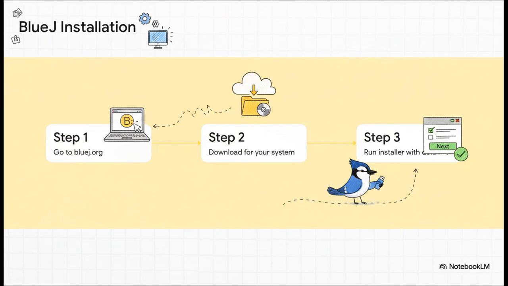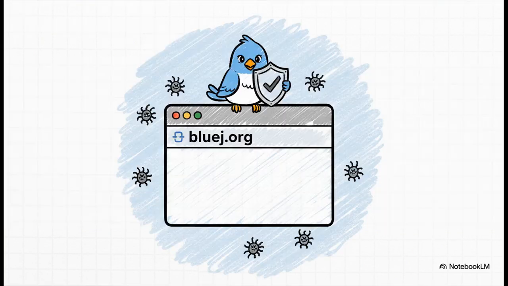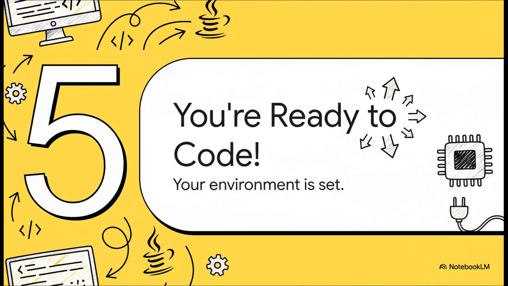And installing it is just as easy as the JDK was. You just head over to the official website, find the installer for your system, whether that's Windows, Mac, whatever, and run it. Honestly, just sticking with the default options is totally fine. And you guessed it, same rule applies here as with the JDK. Make sure you're downloading BlueJ directly from its official home, bluej.org. It's the only way to be 100% sure you're getting a safe, clean copy. And that's it. Just like that, you've done it. You now have a complete professional Java development environment set up and ready to rock on your computer. Congratulations.